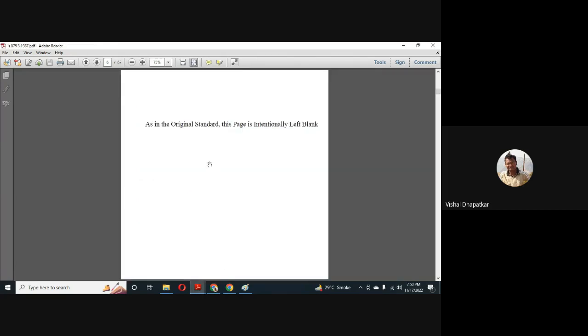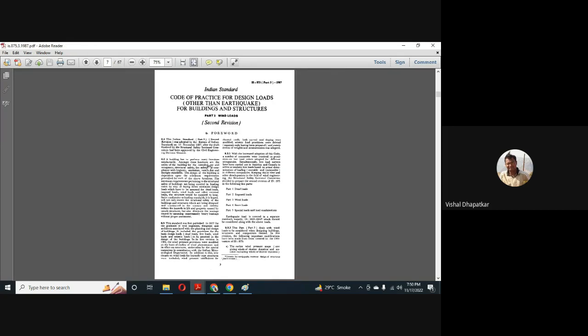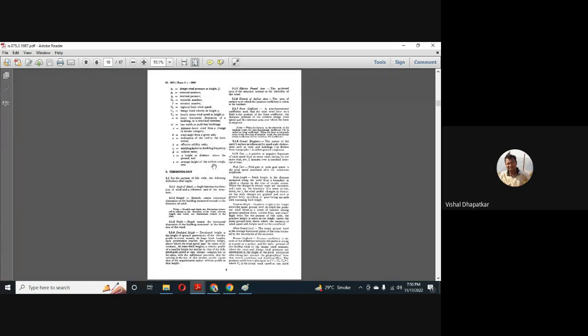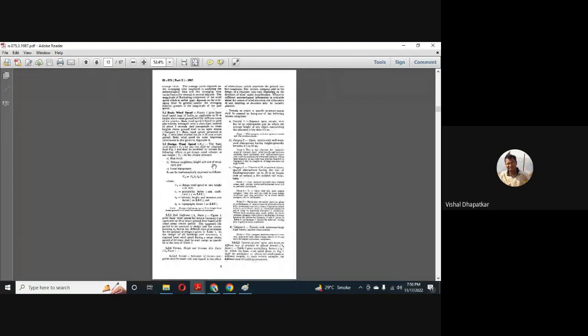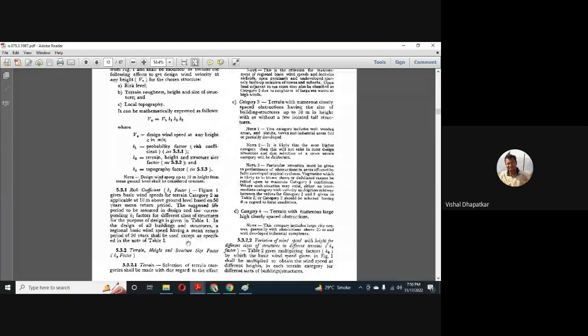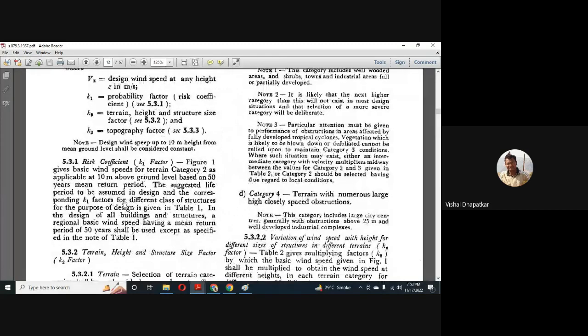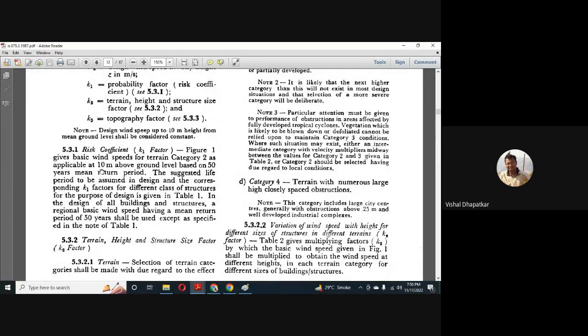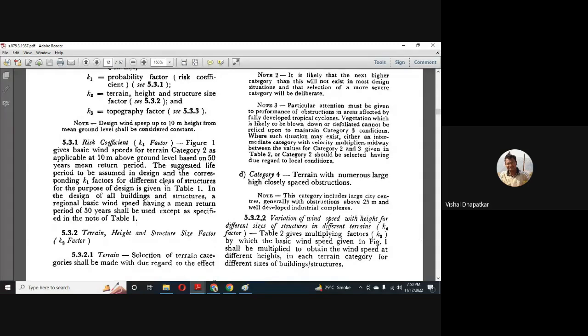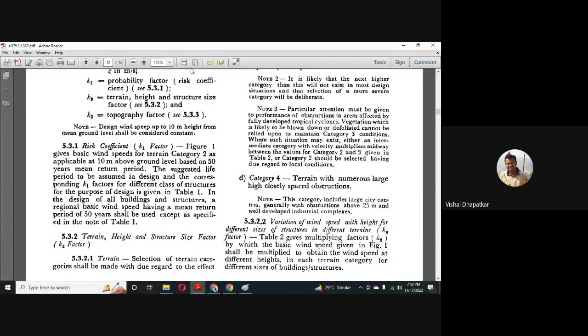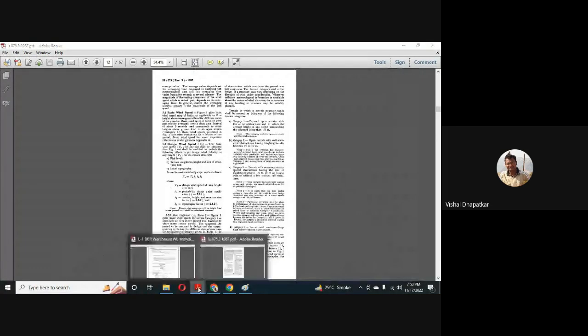So we'll go here in the code. So this is K1. It is based on the 50 years mean return period. So based on the study of the wind over 50, 100 years, they have given this factor K1.